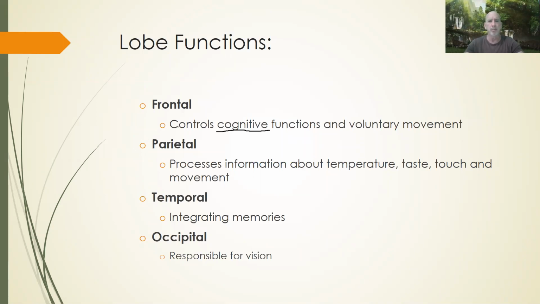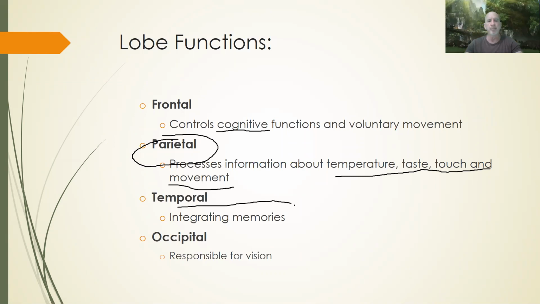The parietal lobe, which is about midsection of the brain. Now that processes information about temperature, taste, touch, and movement. Very important part of the brain. You may want to remember that one. Basically, a lot of your cognitive facilities right there.